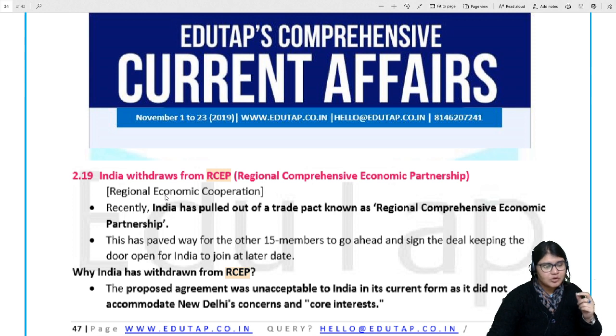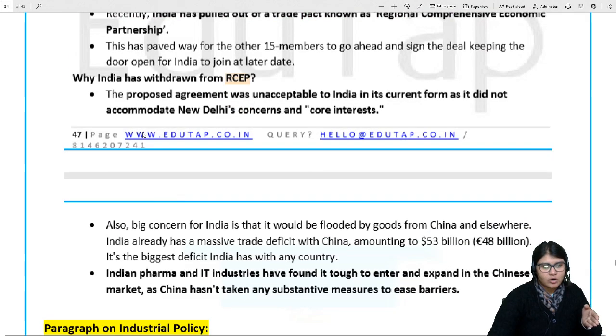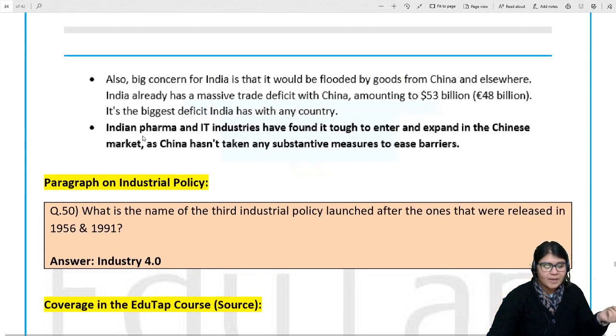We are not exactly able to recollect the options, but there was a news article which we exclusively explained. India withdraws from RCEP. Why India has withdrawn from RCEP is explained. So this is one of the reasons that will be there in the options given in the paper.